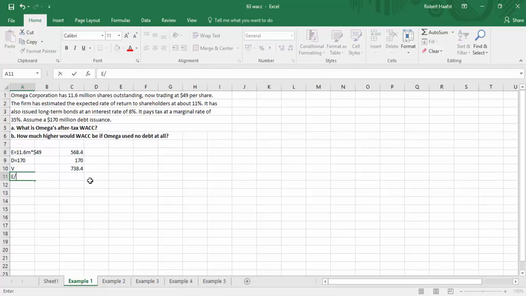So we have the equity divided by total value, which is 0.76, and we have the debt to value ratio, which is 170 divided by this, 0.23. So let's go to construct the final formula then.